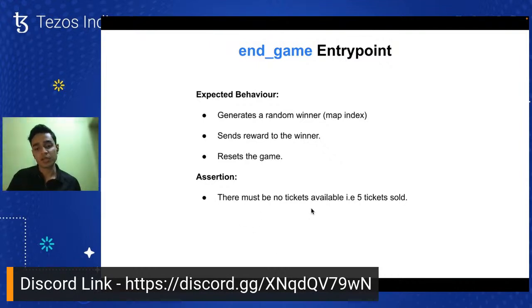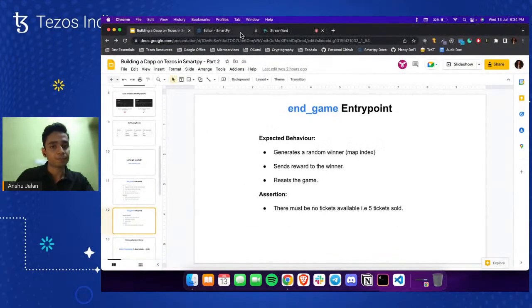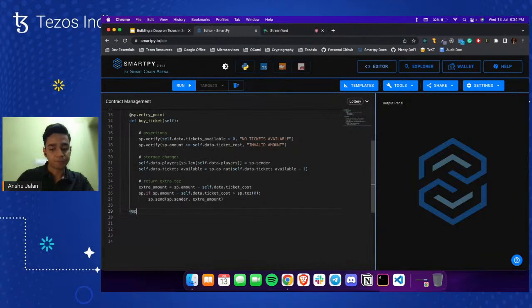Now, this is something which you can change if you're trying to make a more advanced lottery system. What you can do is have a start time and an end time. And it doesn't matter how many tickets are sold, but if the end is reached, then you just end up ending the game at once. So this is something which you can try out if you are making a better version of this lottery game. But as of now, let's start writing the end game entry point.